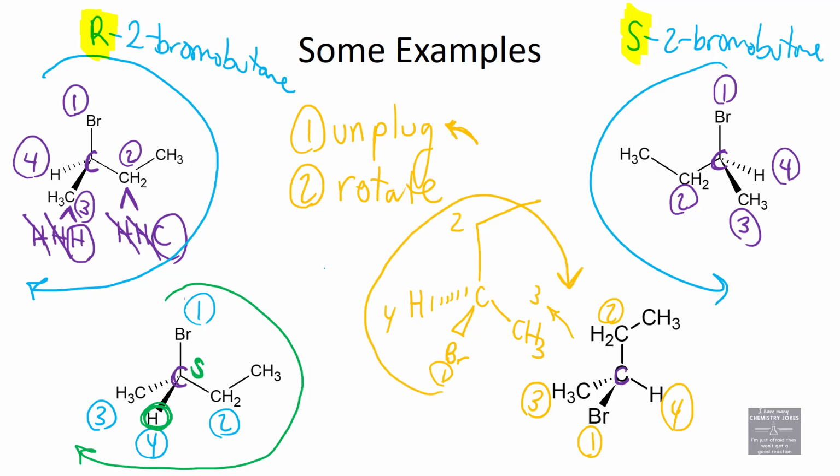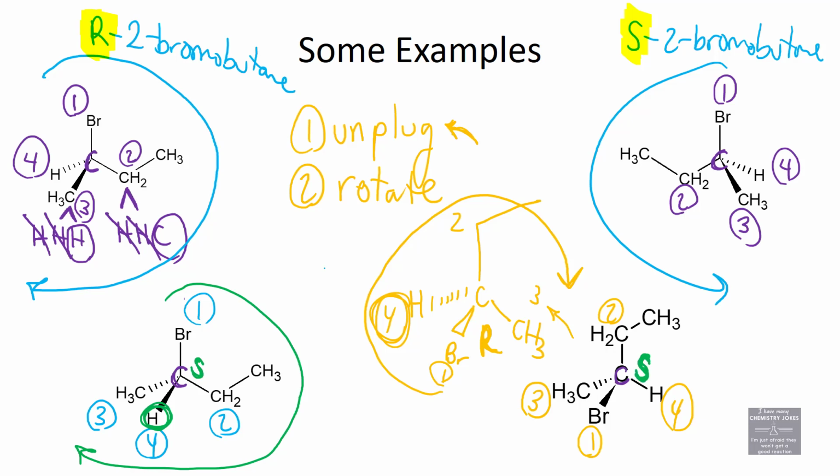If you must pass someone on your journey from 1 to 2 to 3, it has to be priority number 4. Do not pass number 3 on your journey toward number 2. Maybe that makes sense. Maybe that doesn't. Maybe you should rewind and repeat. I don't know. So 1 to 2 to 3, lowest priority away, that's clockwise. This is an R enantiomer, which means before I unplugged, that was an S enantiomer.